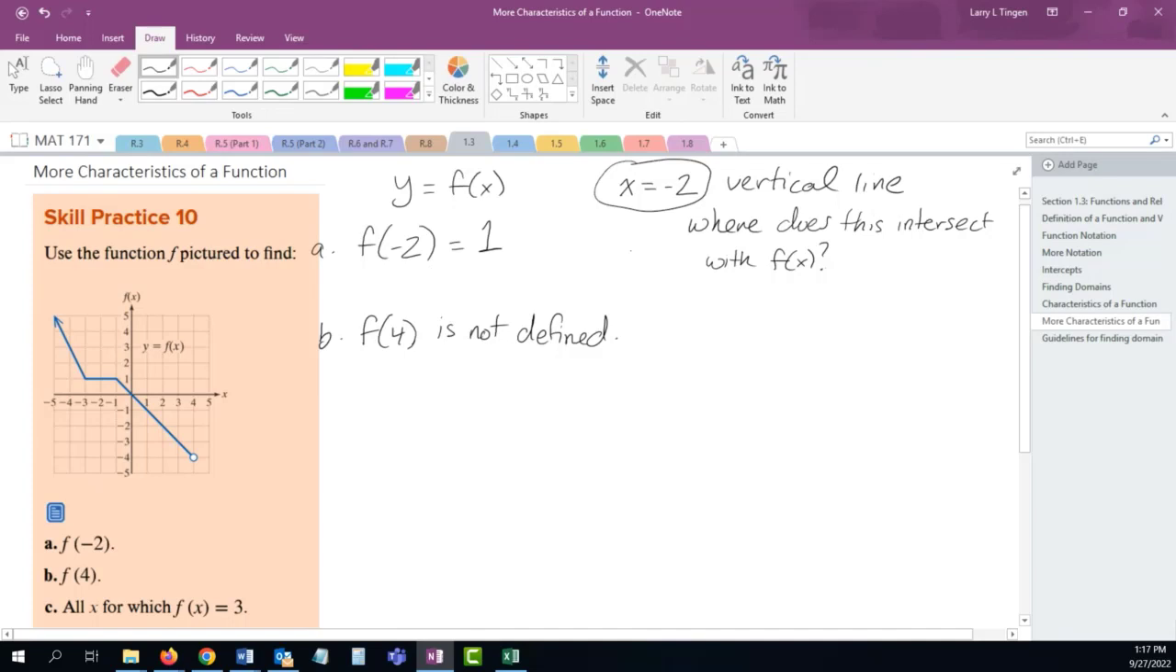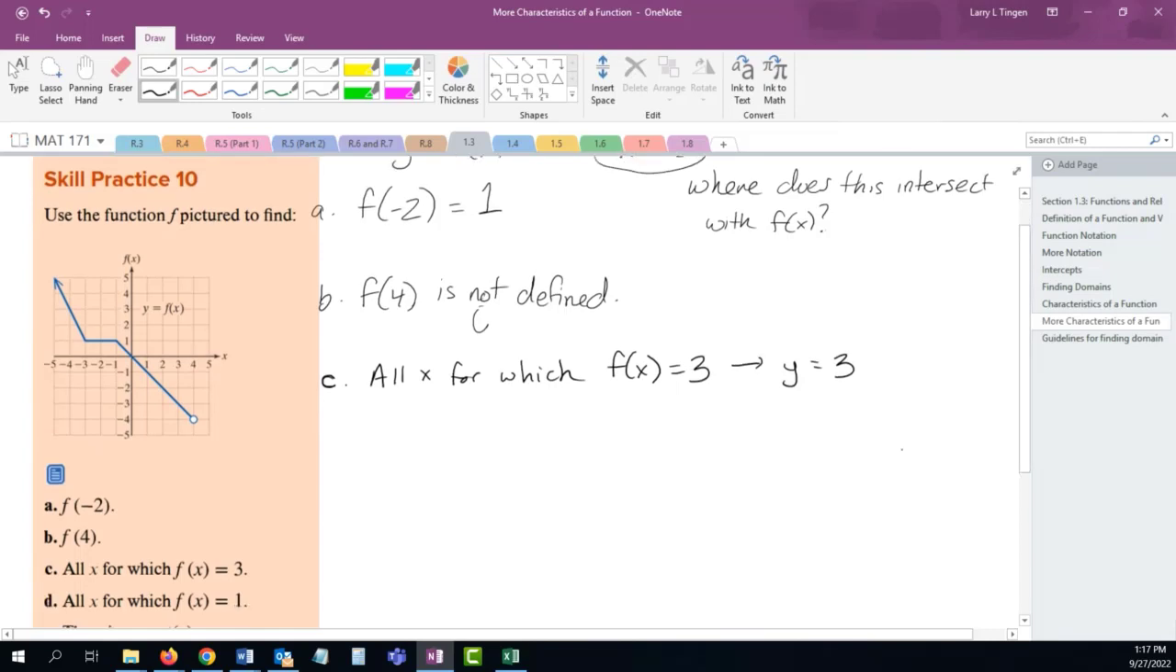All right. So for part C, I've got to use the thicker pen here. There we go. For part C, find all x for which f of x equals 3. Well, remember my notation, f of x is just a fancy y. So this is saying when y is 3, find x. What does y equals 3 look like when I graph it? It is a horizontal line.